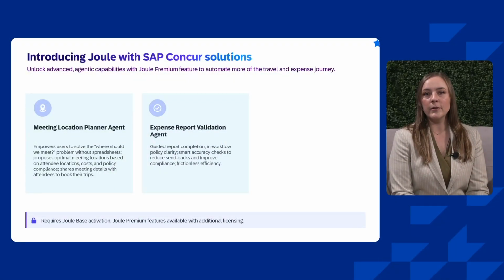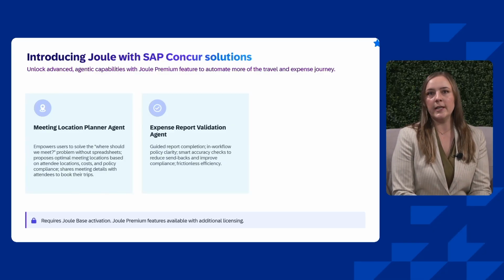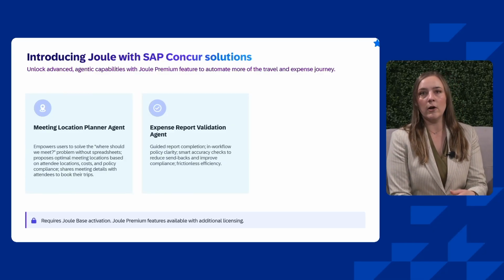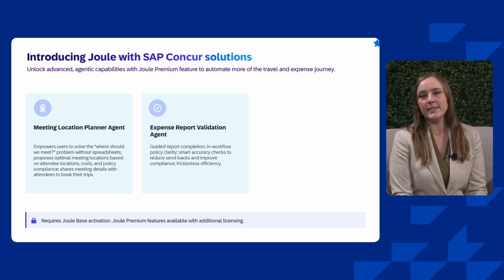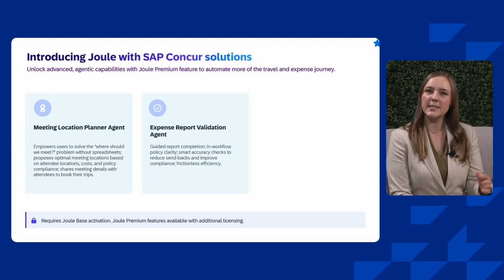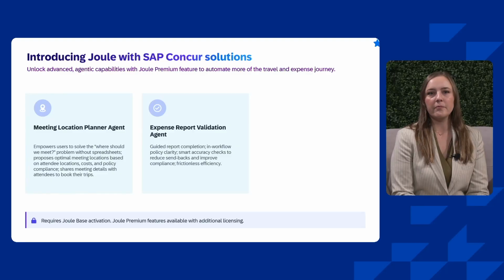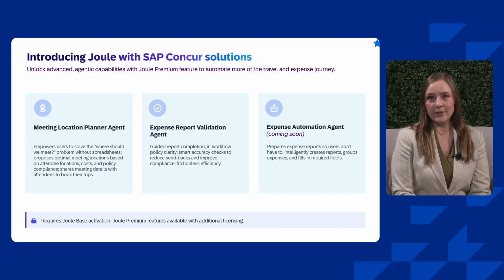Then we have the Expense Report Validation agent. And this guides you through the expense report creation process. So you can make sure that everything looks good. If there's any errors, it's going to help flag that for you and help you resolve it. Maybe you have a missing receipt. The expense report validation agent can help take you through those final steps to make sure your expense report is good to go.